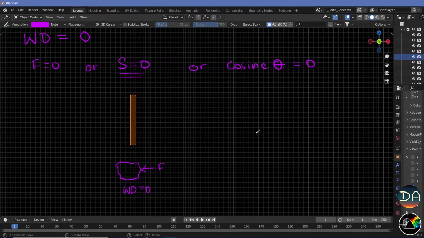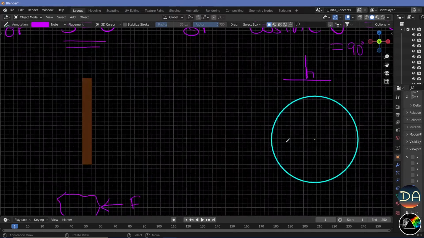Another more interesting example is if the cosine of theta is equal to zero. In that case, theta has to be equal to 90 degrees. For those of you who have forgotten, 90 degrees means a right angle. So this happens in various situations. The best example would be uniform circular motion, which you studied in the previous class.